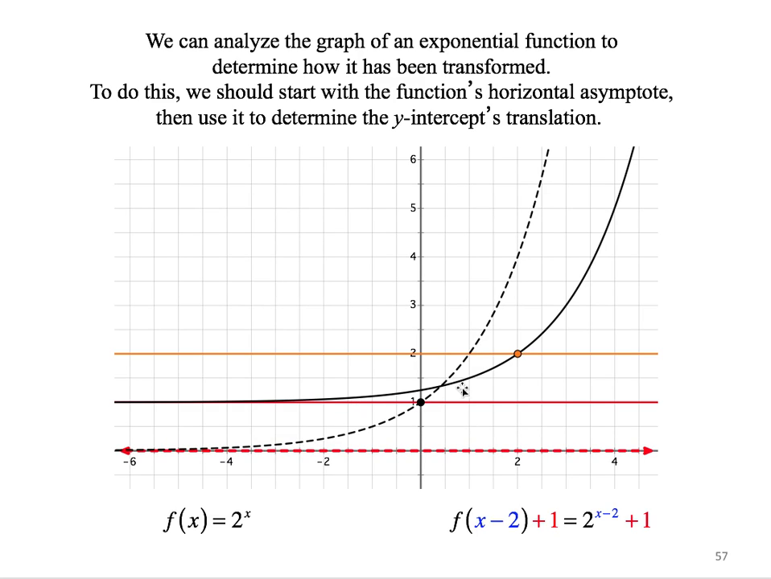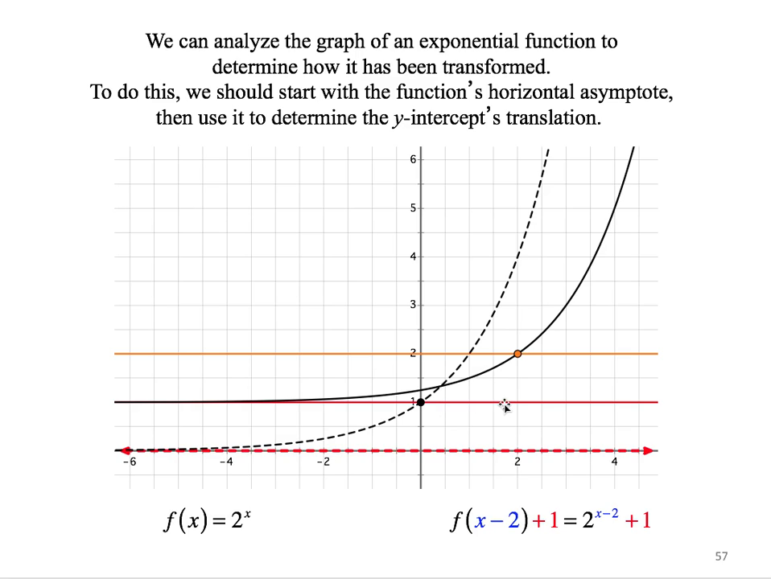So now here we have a translated function. It's been shifted. How has it been shifted? Well, to determine that, we see that this, coincidentally, is the horizontal asymptote of the shifted function. And then we draw a horizontal line 1 unit above that, and wherever that line intersects the translated function graph, that is where this point, the y-intercept, has been translated to.